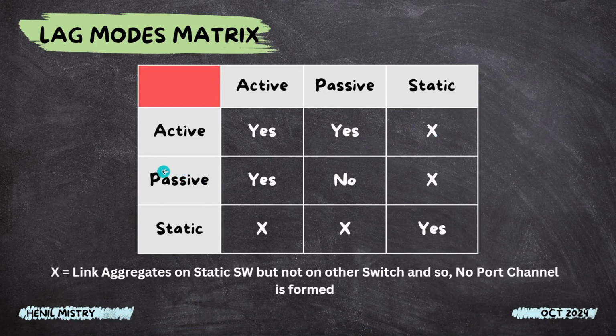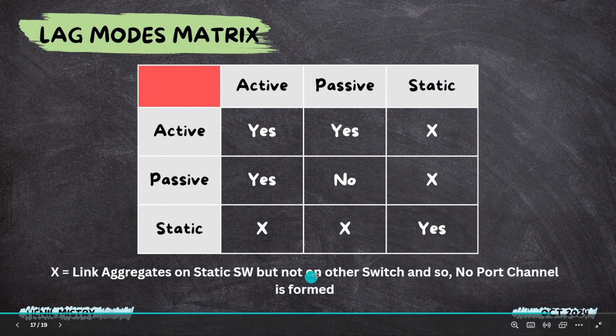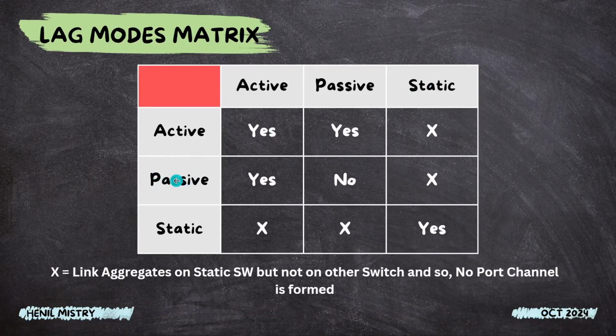And if we are talking about passive, then if the other switch is configured with active, they will form a port channel. But if both the ports have been configured as passive, then no port channel is formed. And with passive and static, there will be the same condition. The static one will form a port channel, but the passive one will not aggregate the ports, and the result will be no formation of a port channel.